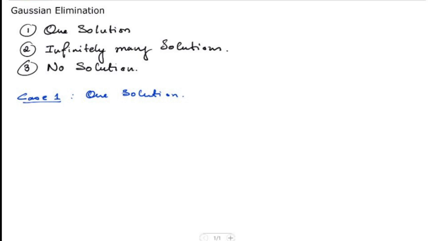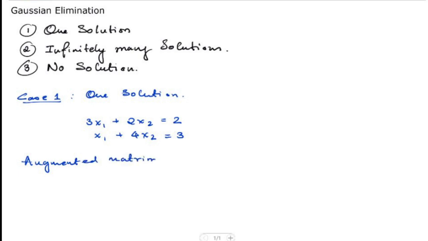Now we have, let's say, two linear systems, that is 3x1 plus 2x2 is equal to 2, and we have x1 plus 4x2 is equal to 3. So now we'll write these two linear systems in augmented matrix form.